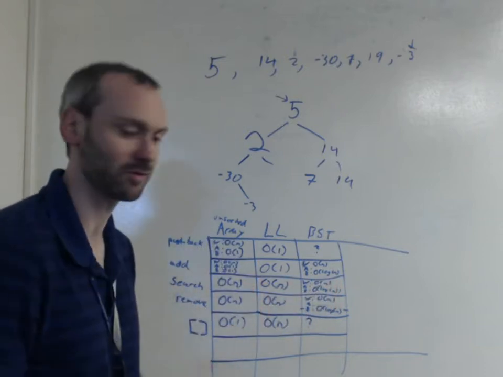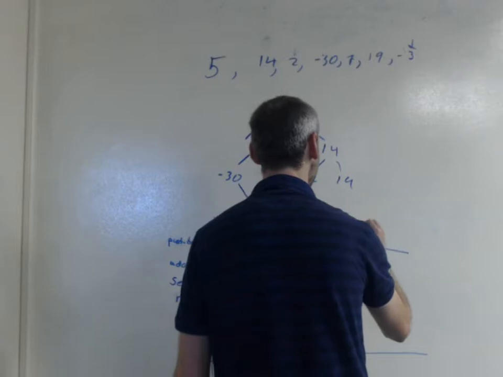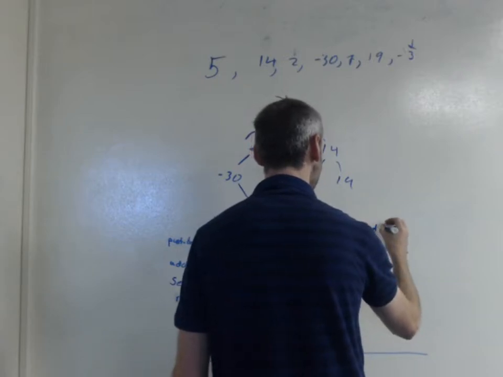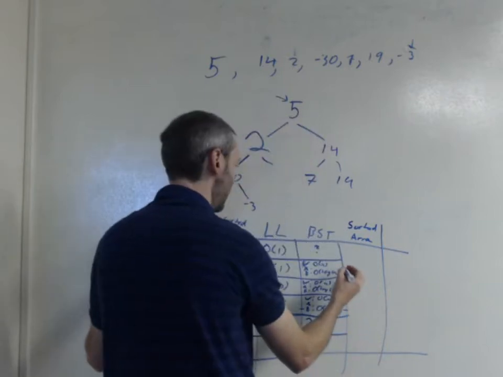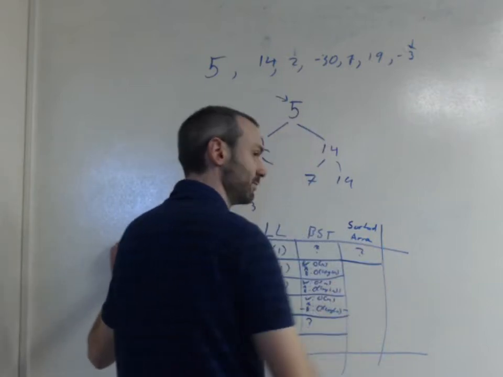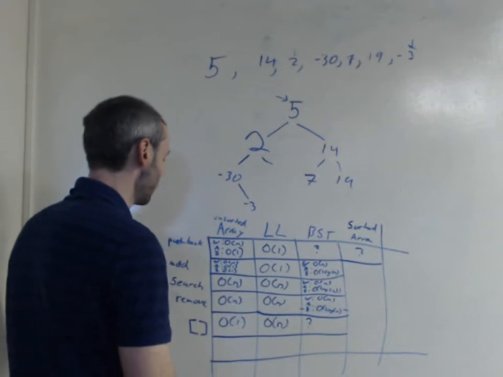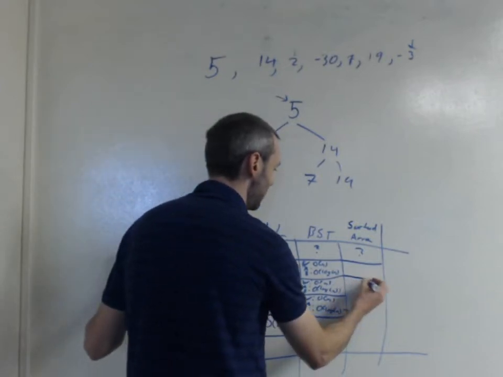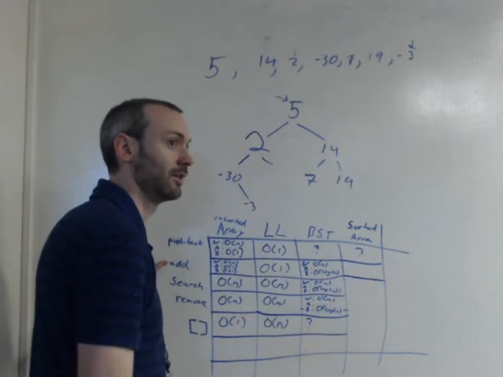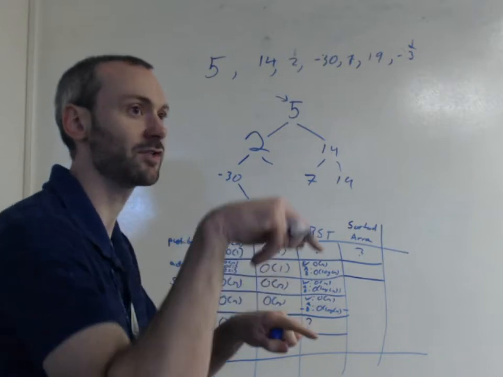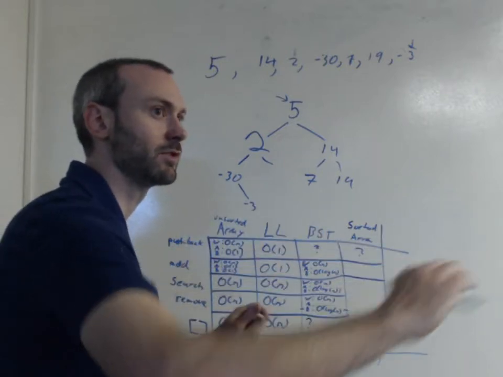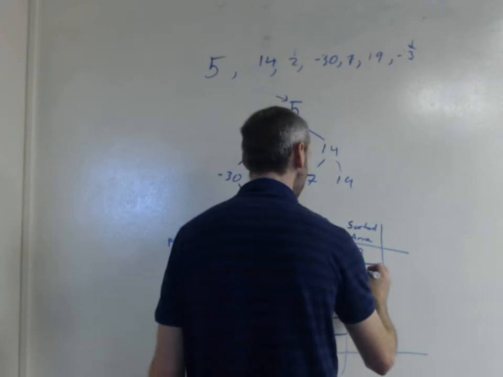Although we didn't do the sorted array. Maybe we should do a sorted array. Let's do that. So for a sorted array, push back doesn't make any sense, because you don't push to the back, it's sorted. How about adding? How long does it take to add something to a sorted array? O of n. Well, you could do a binary search to find the position, but you then have to shift all the elements over, so that makes it O of n.